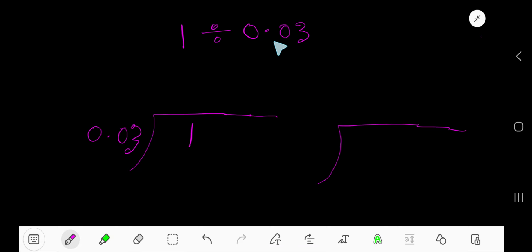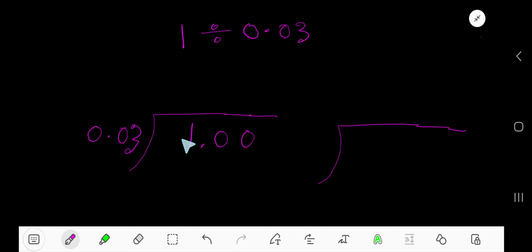1 divided by 0.03. So here the divisor is a decimal number and the dividend is a whole number. So first convert this dividend into a decimal number. Here look, after the decimal we have 2 digits, and here also we have 2 digits in the dividend.